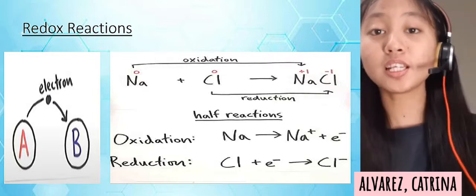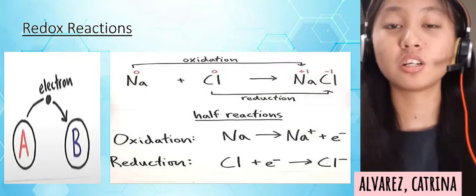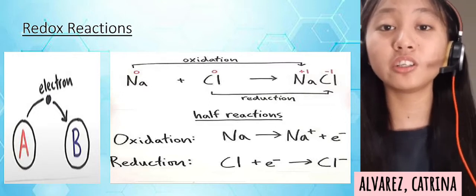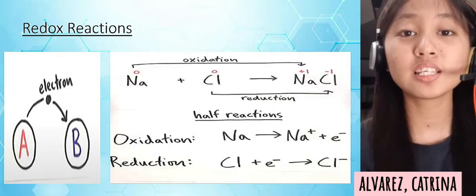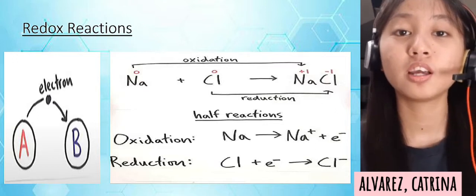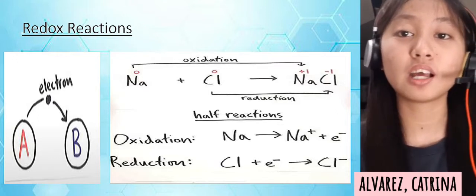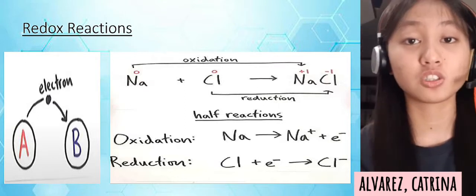Now let's move to the second picture. We can see that there is an equation in there. That's because oxidation and reduction can be shown in an equation. And we can see at the lower part there is the word half reaction, owing to the fact that either oxidation or reduction is a half reaction.